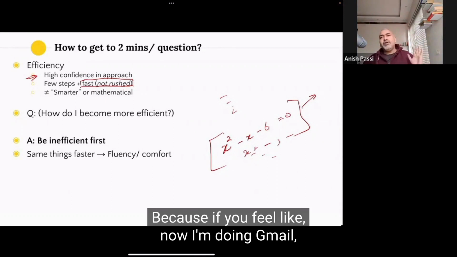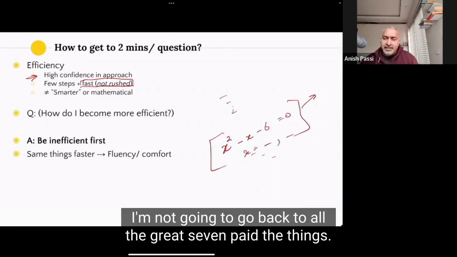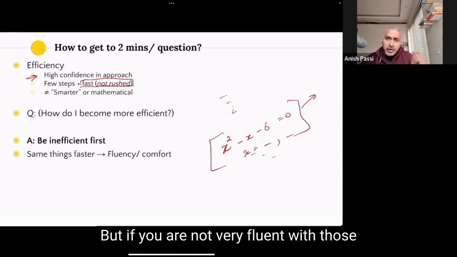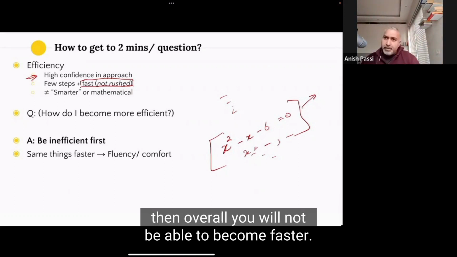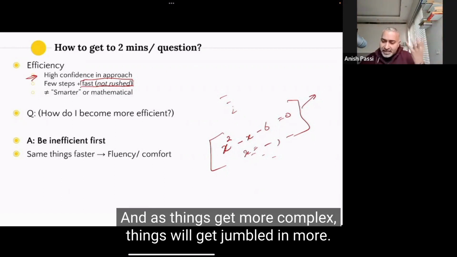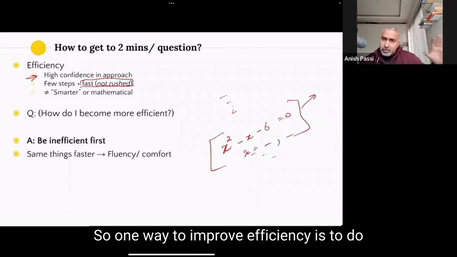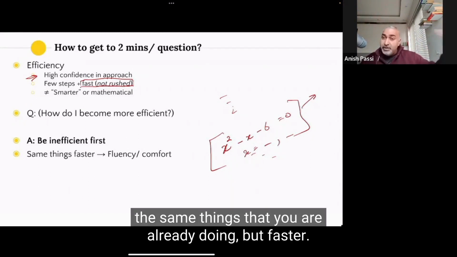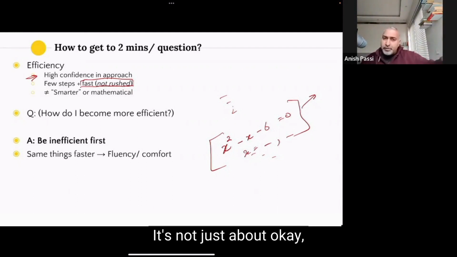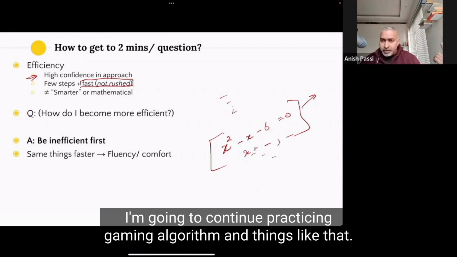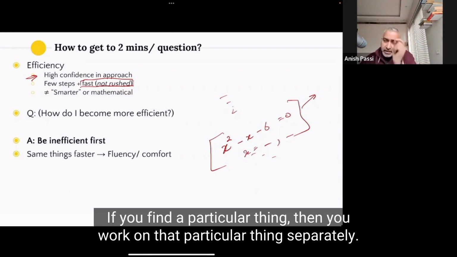Because if you feel, now I'm doing GMAT, I'm not going to go back to all those grade 7, grade 8 things. But if you are not very fluent with those things, which are being used as building blocks, then overall you will not be able to become faster. And as things get more complex, things will get jumbled in your mind. So one way to improve efficiency is to do the same things that you are already doing, but faster. So become better at them. It's not just about continuing to practice GMAT algebra questions and things will get sorted. If you find a particular weakness, then you work on that particular thing separately.